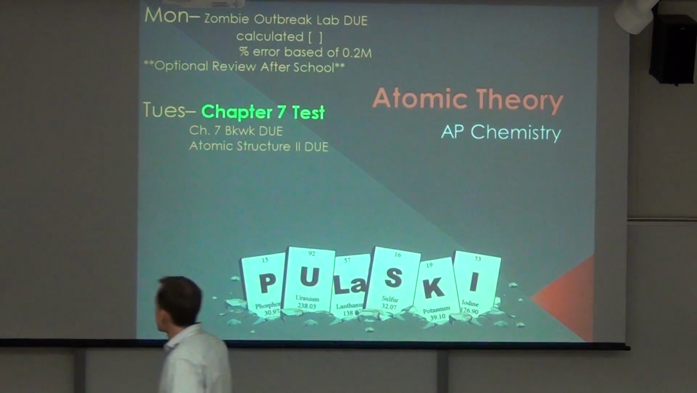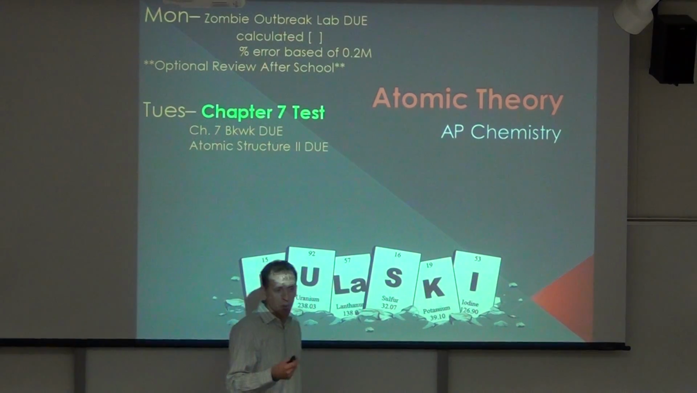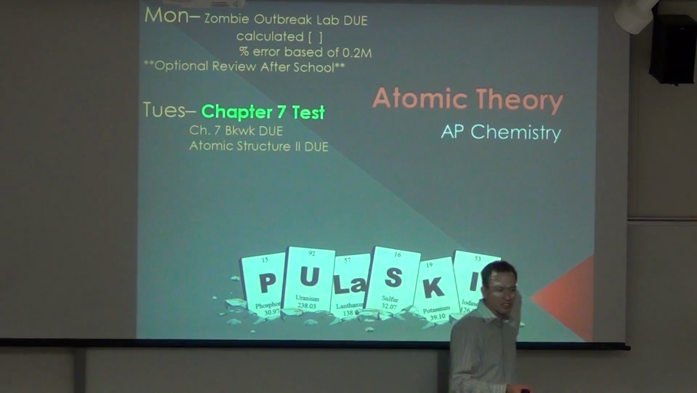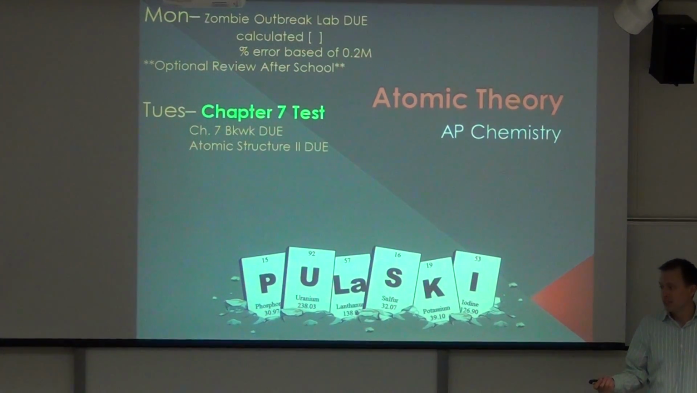Whatever one you think is the antidote, you need to plug that into percent error. Remember, it's what it should be minus what you did, over what it should be. So it's 0.2 minus whatever your value is, over 0.2. You can't have a negative. I'm expecting very small percent errors. You should have very small.